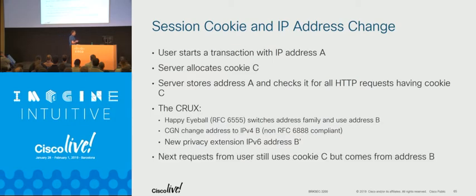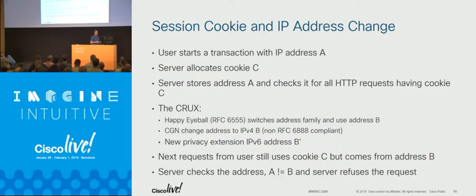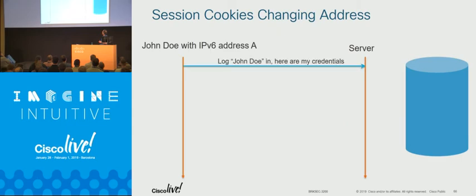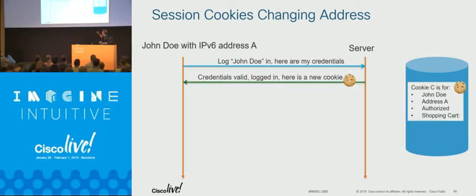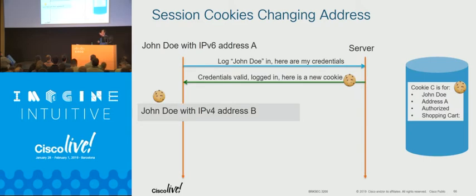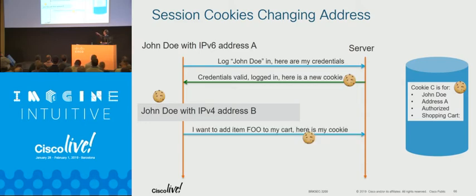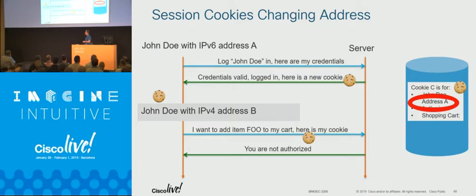We do these cookies as before. So I start with address A, okay, store the cookie, exactly as before. Now, the user changes address, Happy Eyeballs or privacy extension, right? If you want to add an item foo, it's the right guy, right? The cookie is correct, but the address does not match anymore. And then you are not authorized.